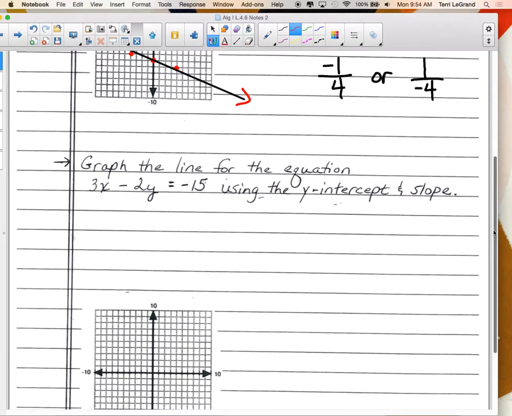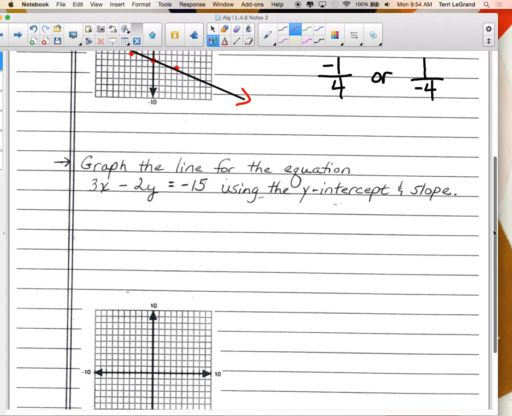Okay, now it says graph the line for the equation 3x minus 2y equals -15. Is this in slope-intercept form? No. What form is it in? Standard form. Standard form is the most friendly for what? Finding intercepts. But what does it say they want us to do? Graph the line using the y-intercept and the slope.